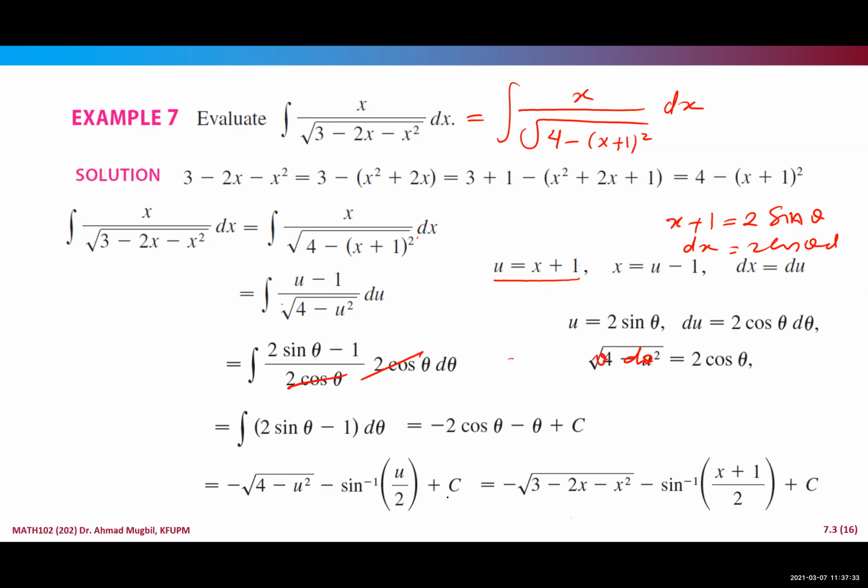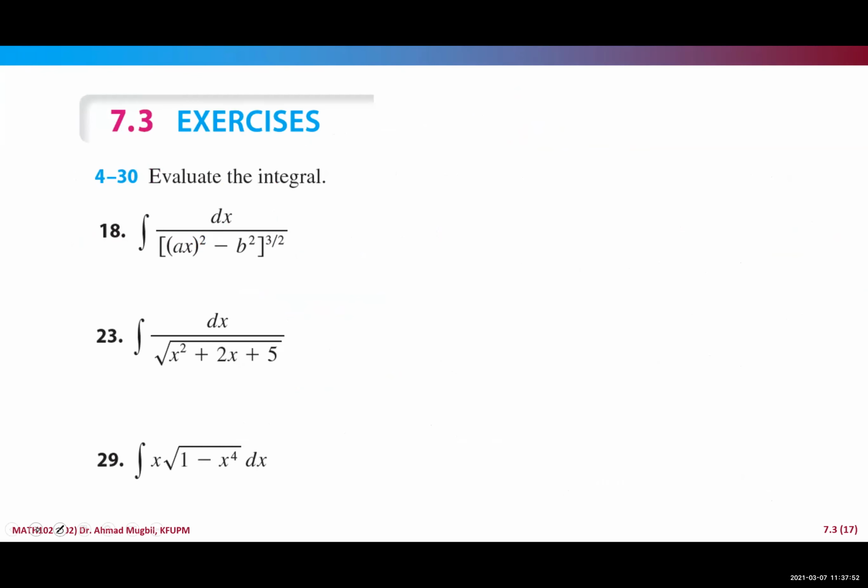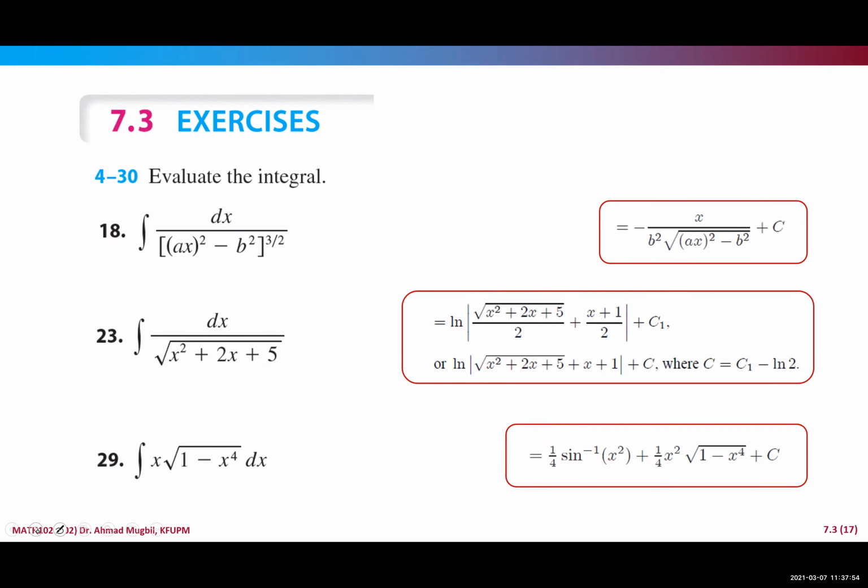Don't forget that you need to substitute back. Here you have sine inverse u over 2, and u is, of course, x plus 1 over 2. And in this case, you need to find cosine theta. What is sine theta? Sine theta is u over 2, and you need to substitute back and use the reference triangle. These are some exercises for you with the final answer to practice and check.